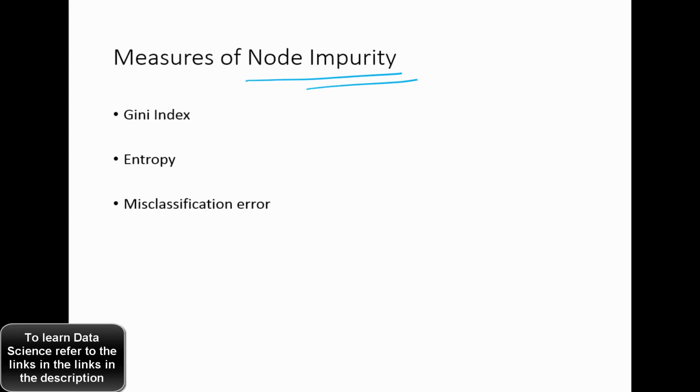So how do we measure the node impurity? There are different measures that are used. One is the Gini Index, the other one is Entropy. The third one, and a very popular one, is the misclassification error.